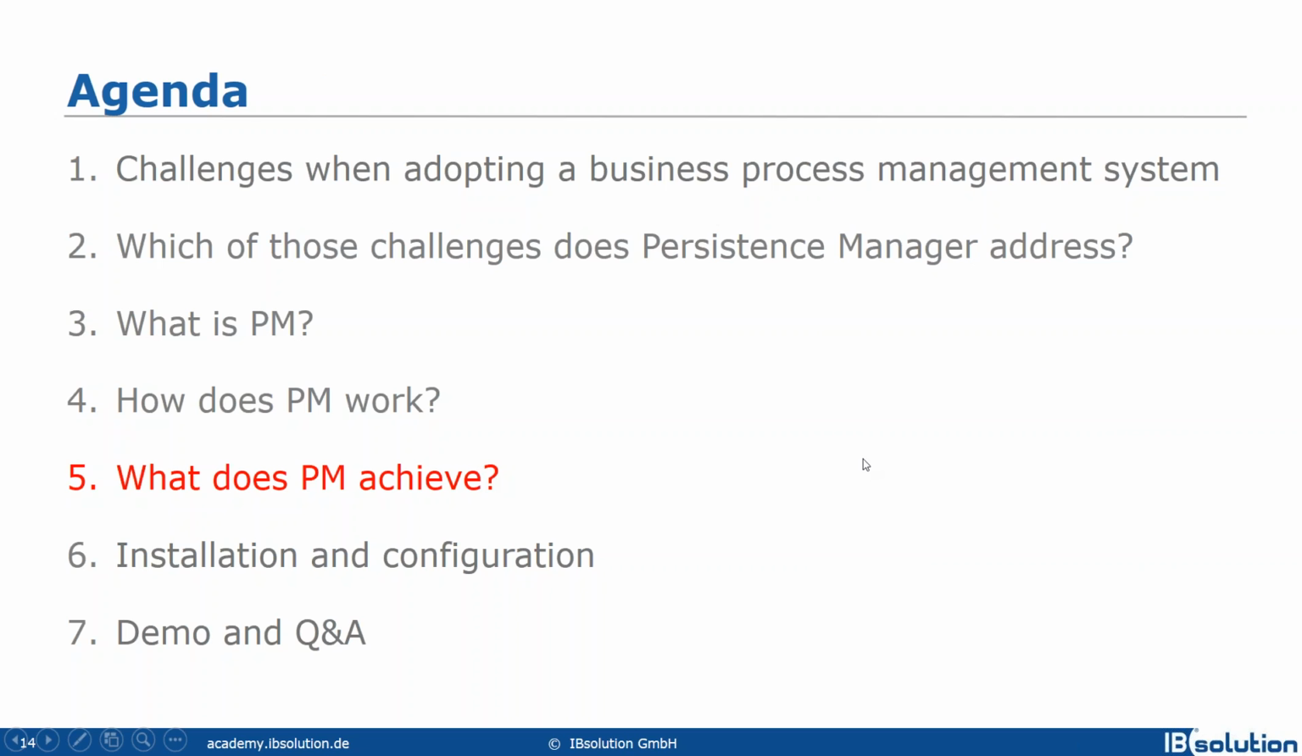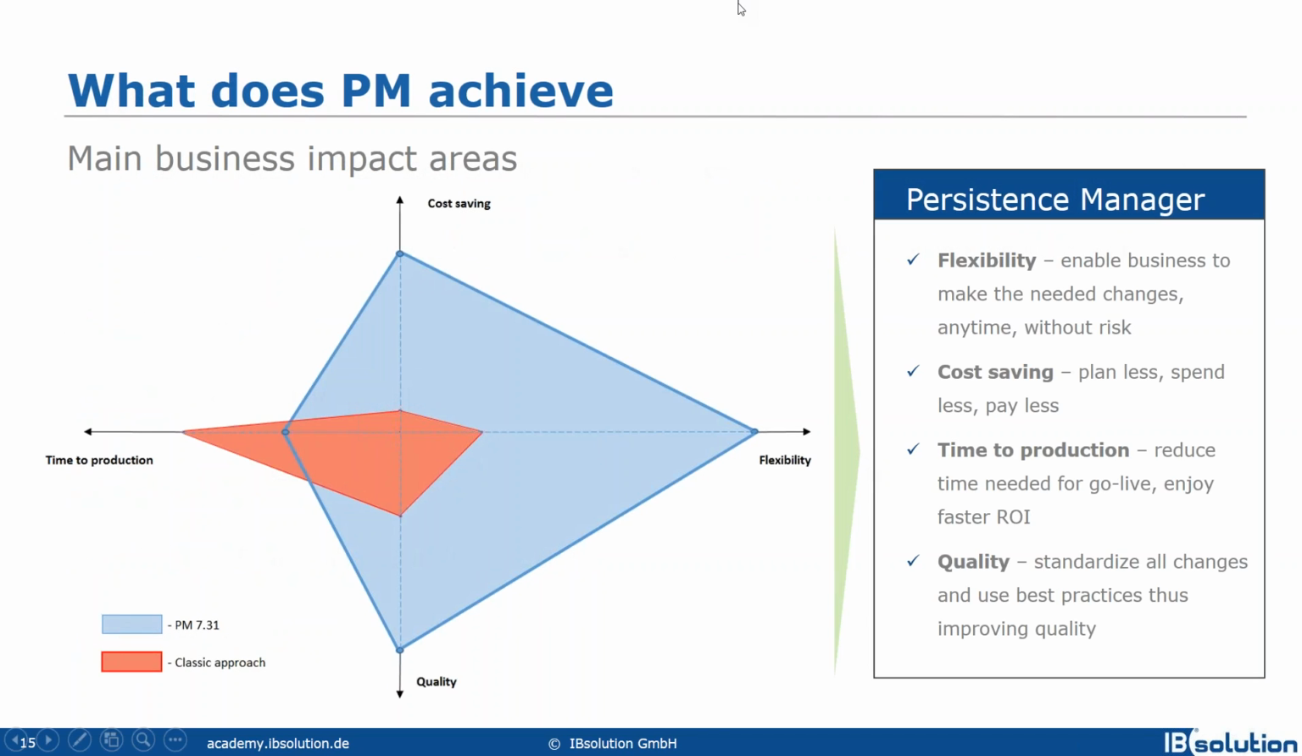What does Persistence Manager achieve? So we already spoke about that a couple of times, but let's focus on that slide right now. Having four aspects of the diagram. One of them is flexibility, meaning to what extent your process is flexible to changes.